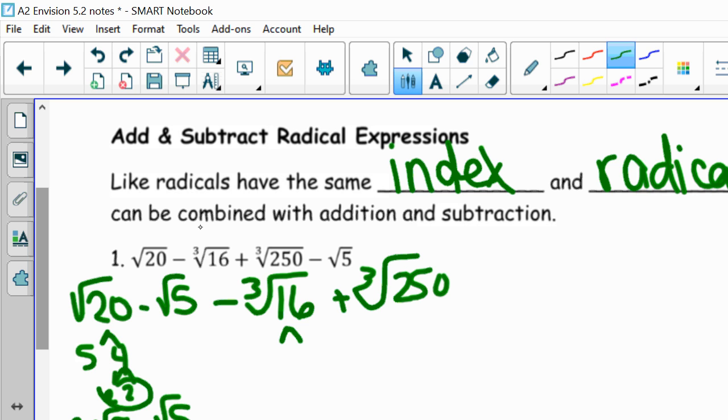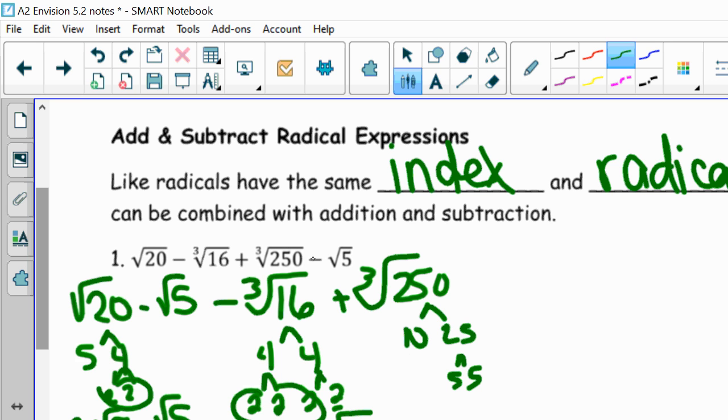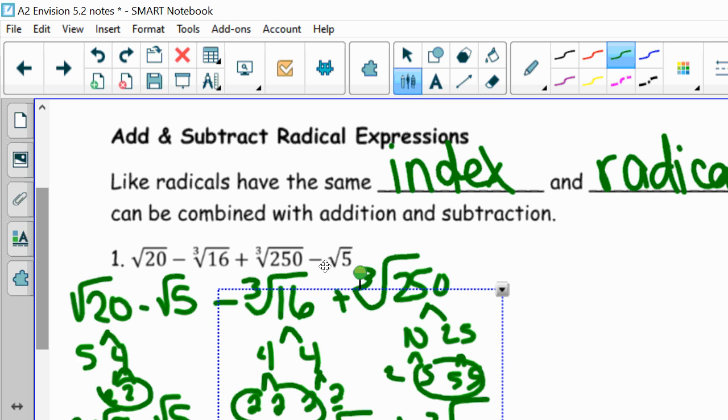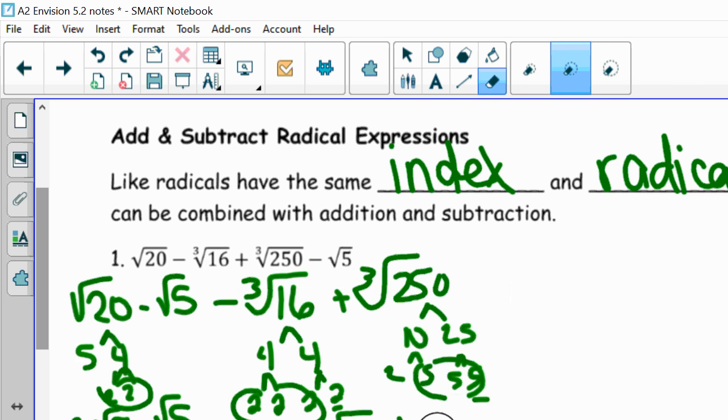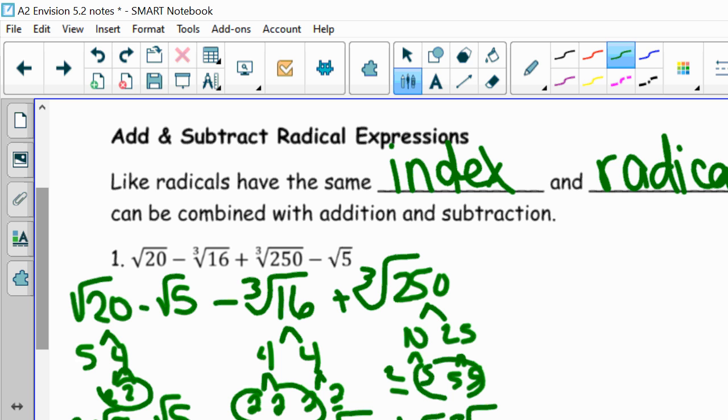So 16 I can break down to, let's see, 4 and 4, or 2 and 2, 2 and 2. This time I need 3 things to be alike. So this is really minus 2 cube roots of 2. 250, it's 10 and 25, 25, 5 and 5, 10, 2 and 5. I've got 3 5s, so this would be plus 5 cube root of 2 left behind.